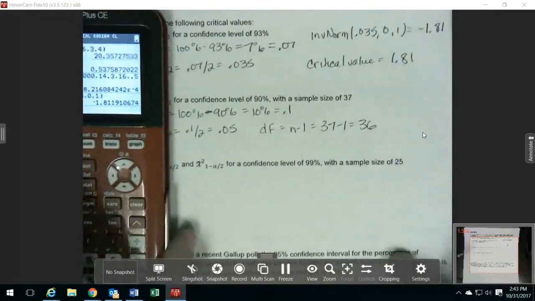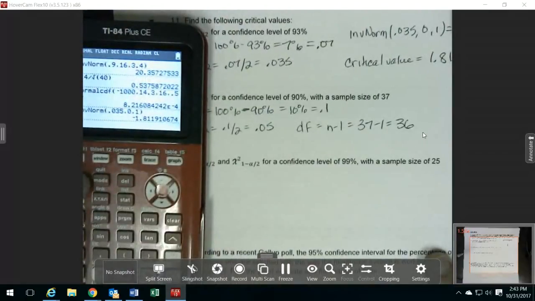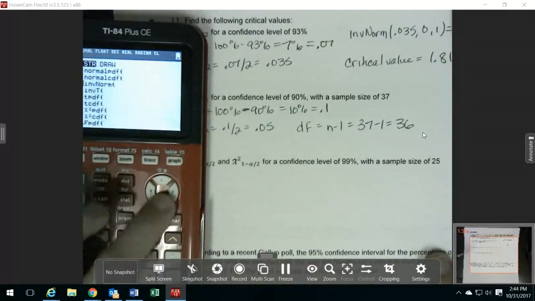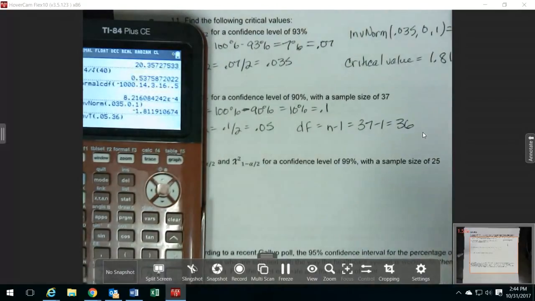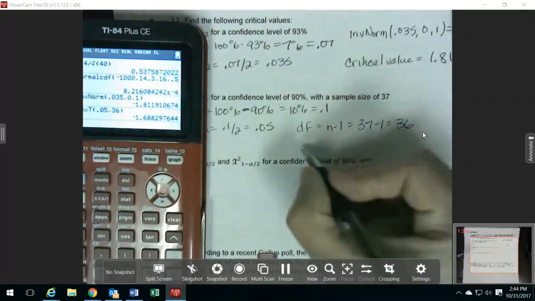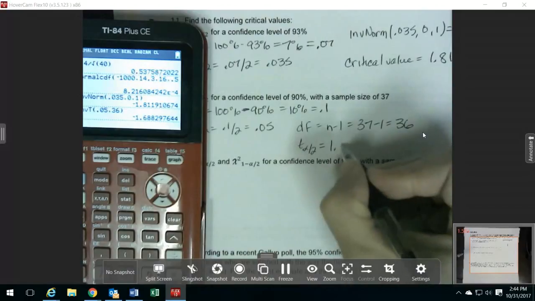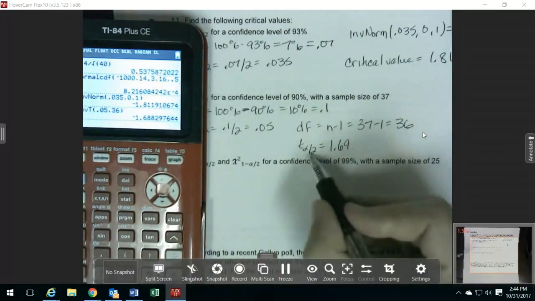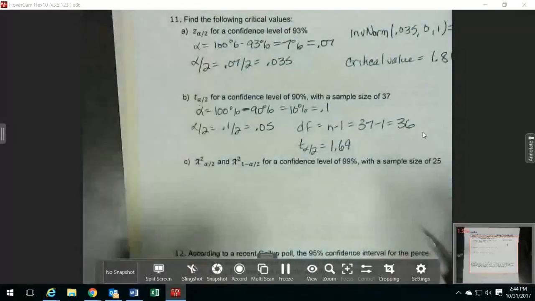Okay, so on the calculator, we're going to do the inverse t function. And then for the area, we're putting in 0.05. For the degrees of freedom, we're putting in the 36. So this value is 1.69. And again, all I'm doing is taking off the negative that came up on the calculator.